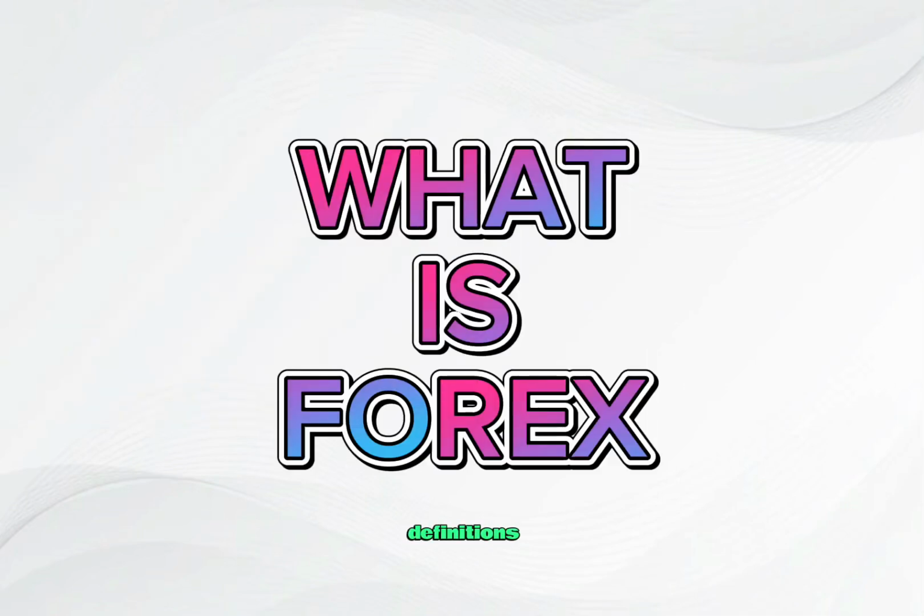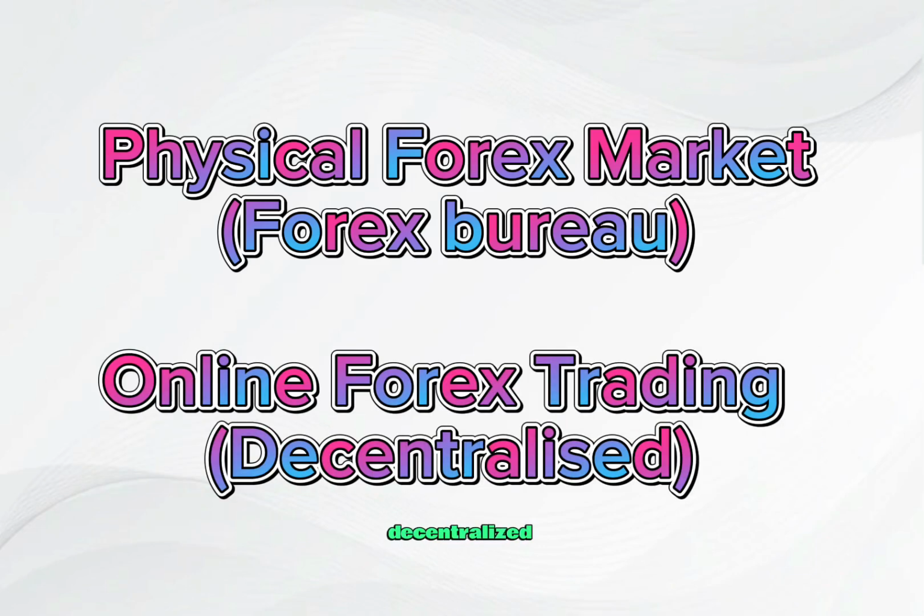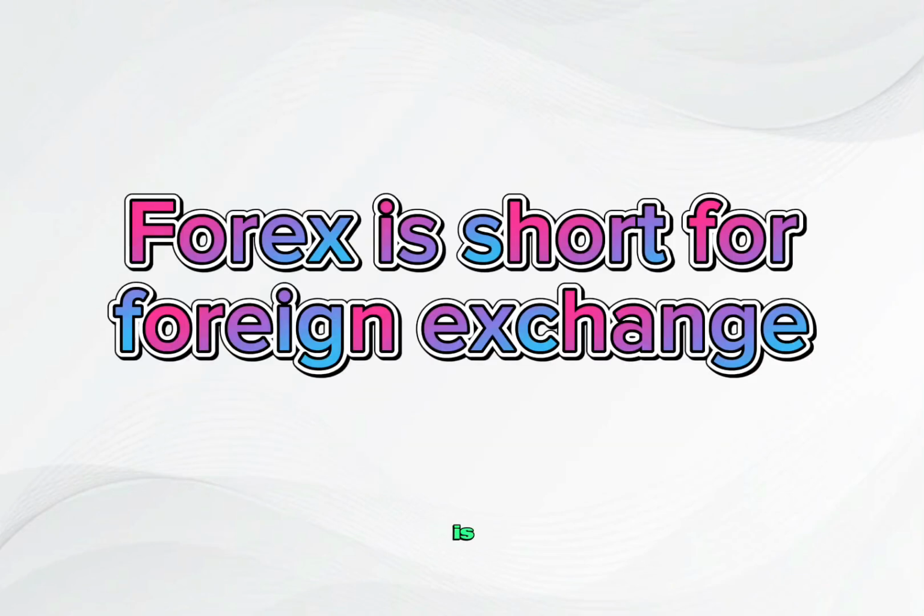There are actually two definitions of Forex because we have the physical Forex market, which is the bureau or the exchange point, and we have the online decentralized market. So I'll explain what the physical aspects of trading forex, exchanging currencies, mean, and then we'll go to the online aspect of trading. So first of all, forex is a short form for foreign exchange, and there are multiple markets around the world that trade currencies. There are markets around the world where you can go and exchange your currencies.